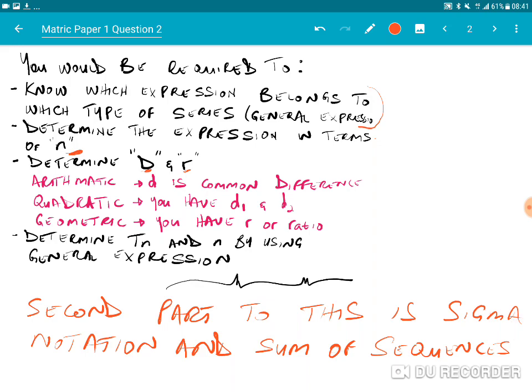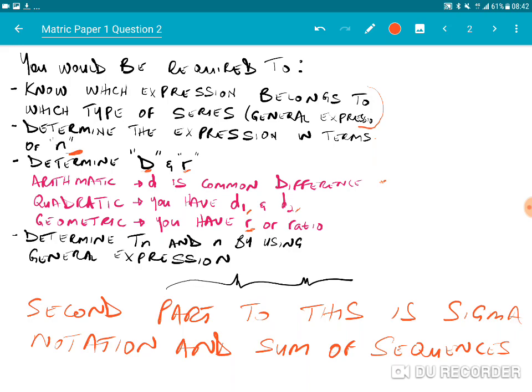In arithmetic series, d will be the common difference. In quadratic, you will have d1 and you will have d2. d1 will be your first difference and d2 will be your second difference. And we would see how we're going to use d1, d2, or the difference in order to solve problems. And then in geometric series, you will have the ratio or r which you will be working with.